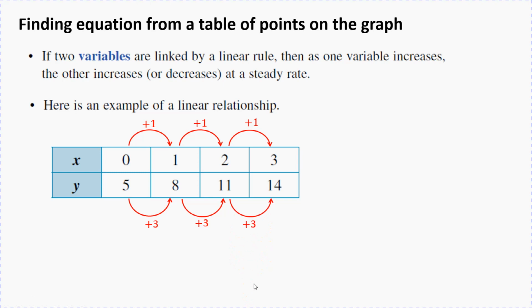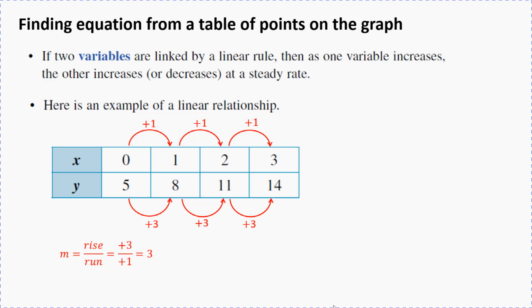Okay. So that means when x is increased by 1, then y is always increased by 3. And this is what we call a steady rate. Steady rate means the rise over run is always a constant, or the increase in y divided by the increase in x is always a constant rate.